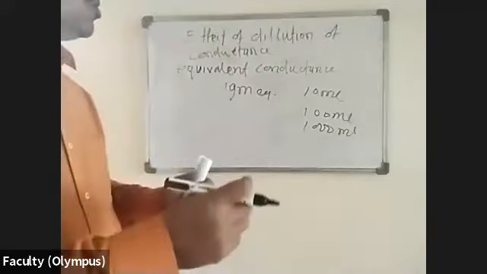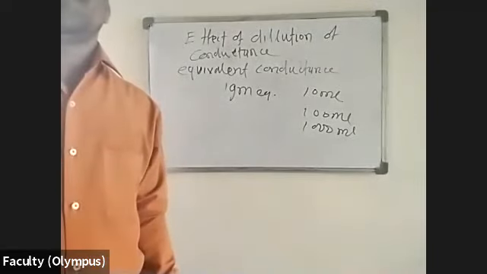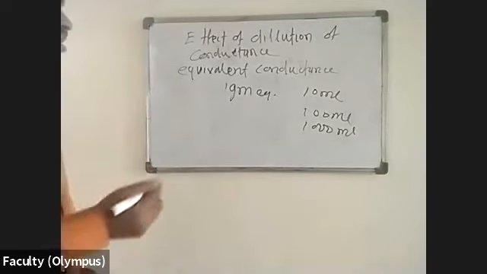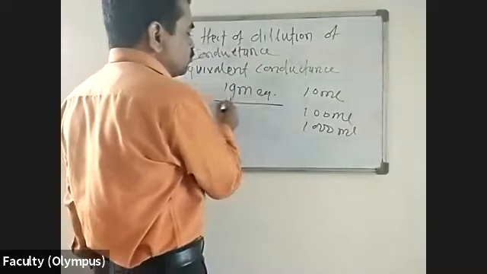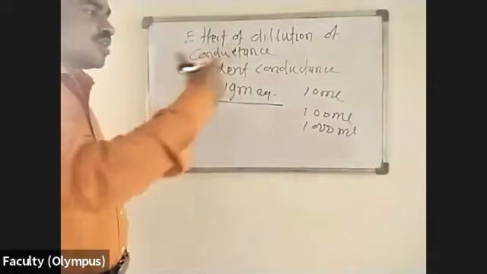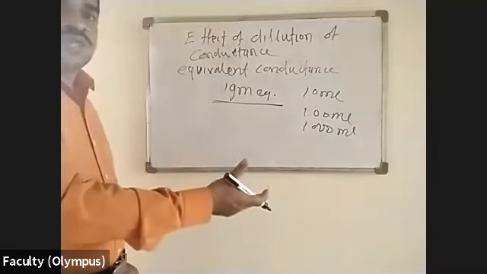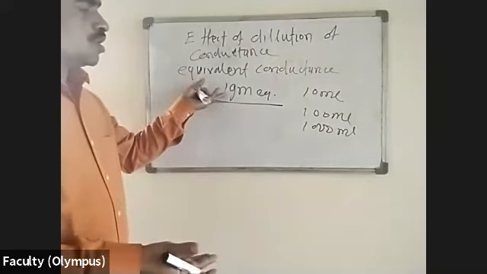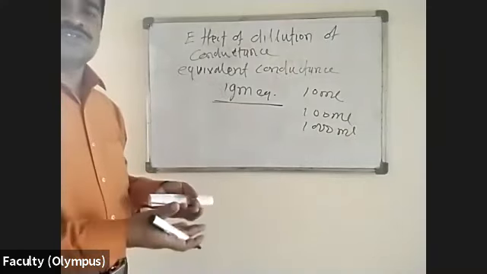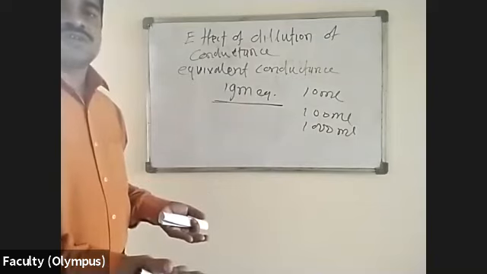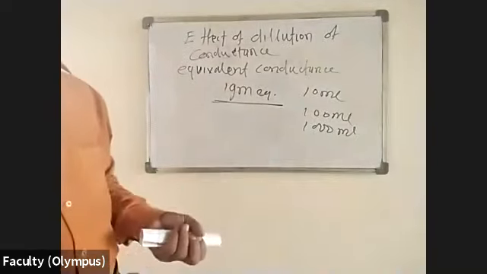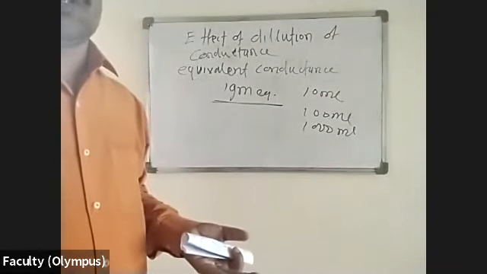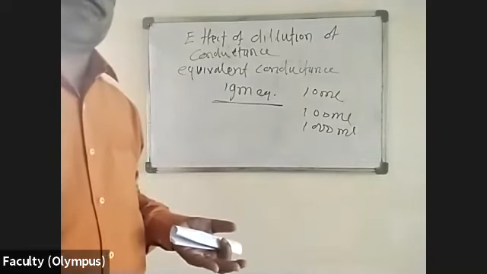Now, up to what dilution does this equivalent conductance increase? Suppose all the electrolyte is dissociated completely in the solution, then again we add the solvent, there is no further dissociation because there is no electrolyte left to dissociate. The number of ions becomes fixed. The number of ions does not increase on further dilution.